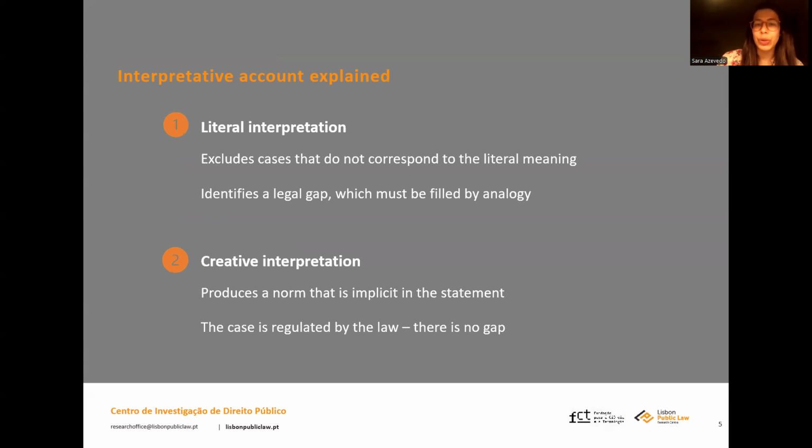Let's take a closer look at the interpretative account. Under this account, the a contrario argument can be used to assert that the law was only meant to apply within its literal meaning, with anything outside of this being excluded. Consequently, a legal gap is identified and it can be filled through analogy. According to a different way of employing these arguments, the argument can be used to flesh out an implicit norm within the normative statement. In this case, there is no gap because a norm was extracted from the normative statement.